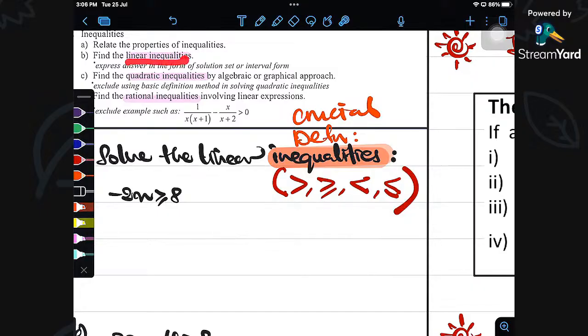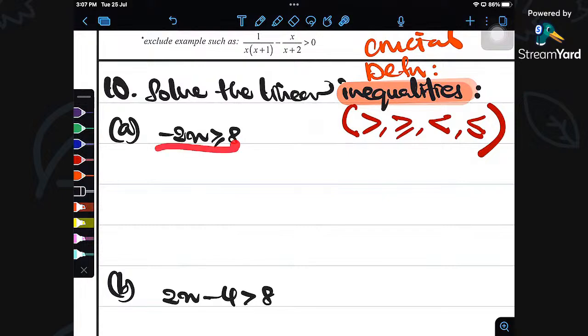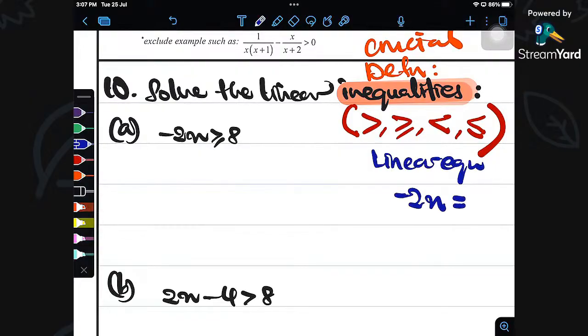Our goal this evening is not just to learn linear, but we will also learn quadratic and rational. So let's begin with linear inequalities. I show you the first example here. Negative 2x more than or equal to 8. So basically, if it were a linear equation, right, it would be negative 2x is equals to 8. Therefore, x is equals to negative 4. So we call this linear equation because of the equal sign.